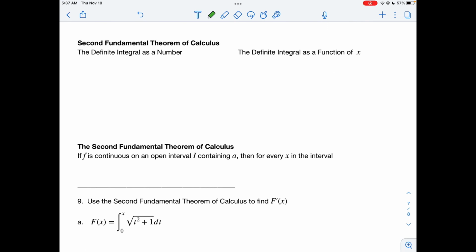Okay. Last but not least, we're going to learn the Fundamental Theorem of Calculus, Part 2, sometimes called the second Fundamental Theorem of Calculus. The Fundamental Theorem of Calculus, Part 2, involves when the upper bound is a variable.